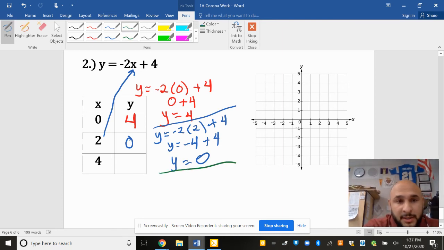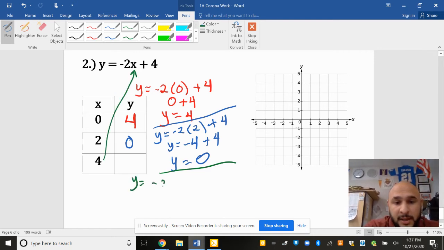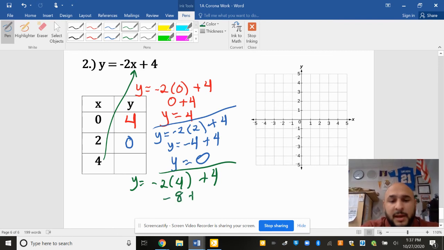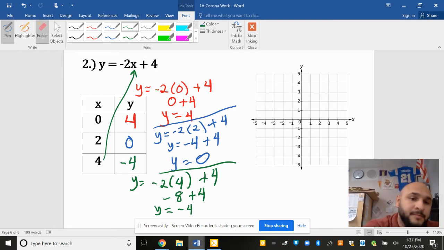And our last one here, this time I'm going to substitute x with 4 right there. So it's going to be y equals -2 times 4 plus 4. -2 times 4, that's -8. And then add 4. So then y is going to equal -8 plus 4, which is -4. So -4 is my y.